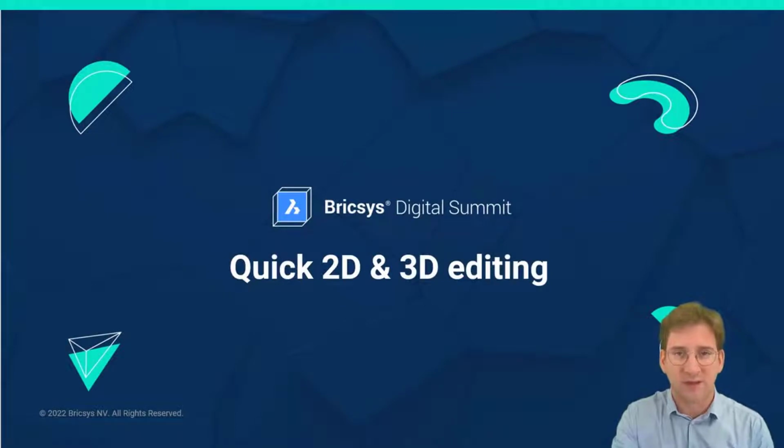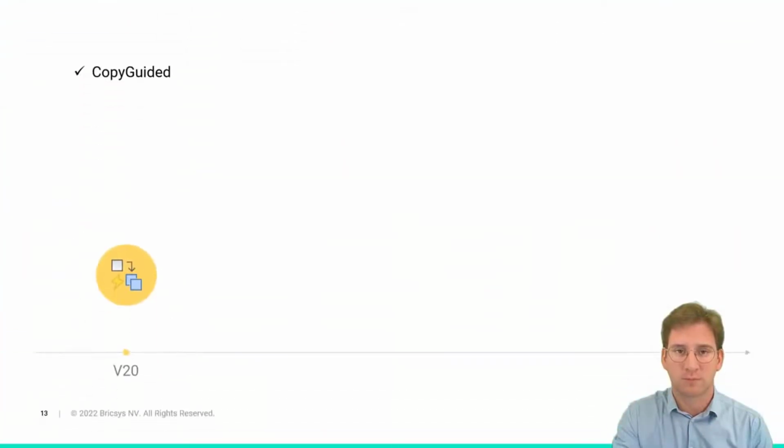So, as a second design workflow, I'd like to focus on some smart detailing and modeling tools we have released over the past years, speeding up 2D and 3D editing workflows. With BricsCAD V20, we've added a smart alternative to one of the most used commands, CopyGuided. Unlike the regular copy commands, CopyGuided takes the 2D context of the entities to be copied into account, resulting in smart magnetic snapping behavior.